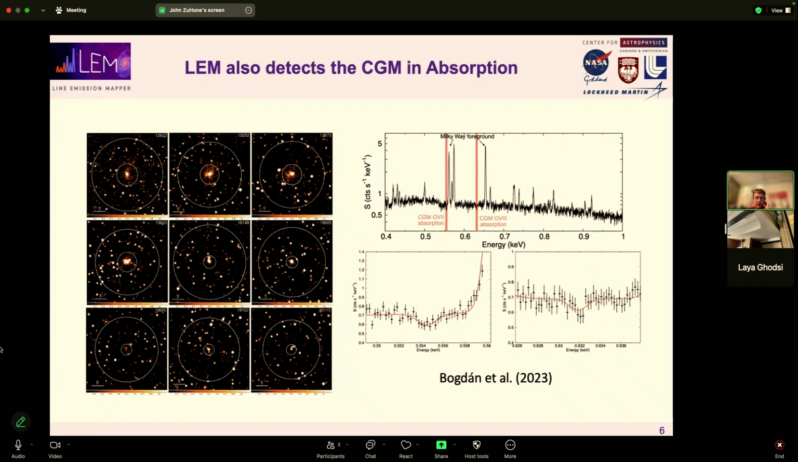And even though we emphasize emission because we are the Line Emission Mapper, we can also do absorption. In each one of these very large 30 arcminute pointings, you're going to get lots of X-ray point sources, X-ray distant AGN and quasars, which you can use to do absorption line pencil beam studies and study the CGM in that way out to large radii.